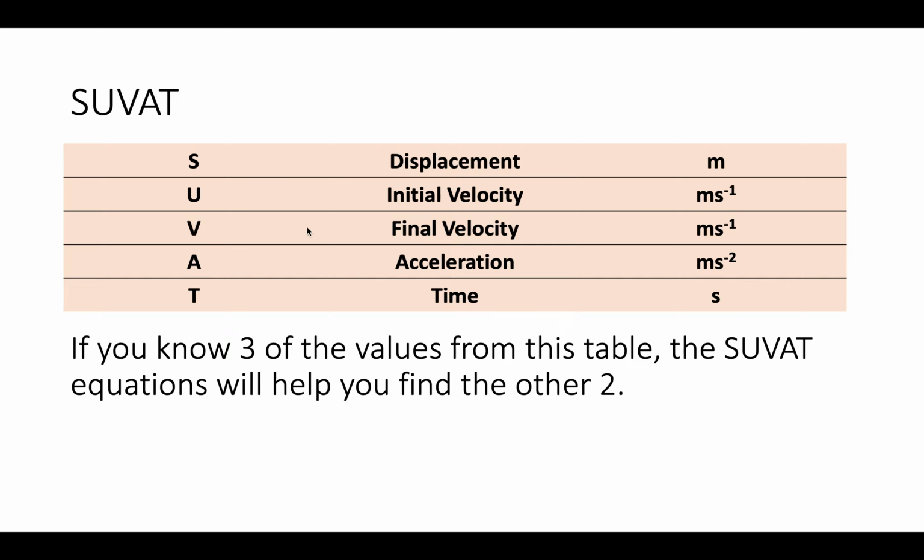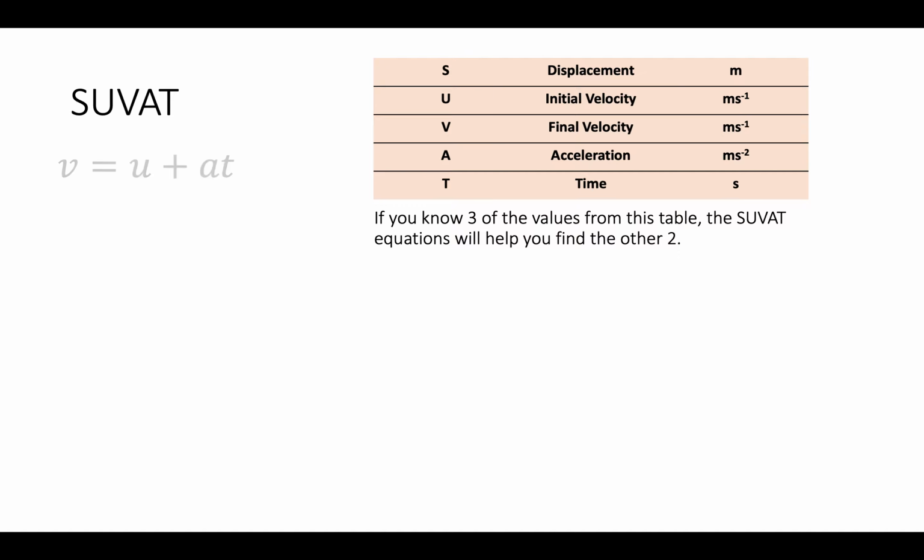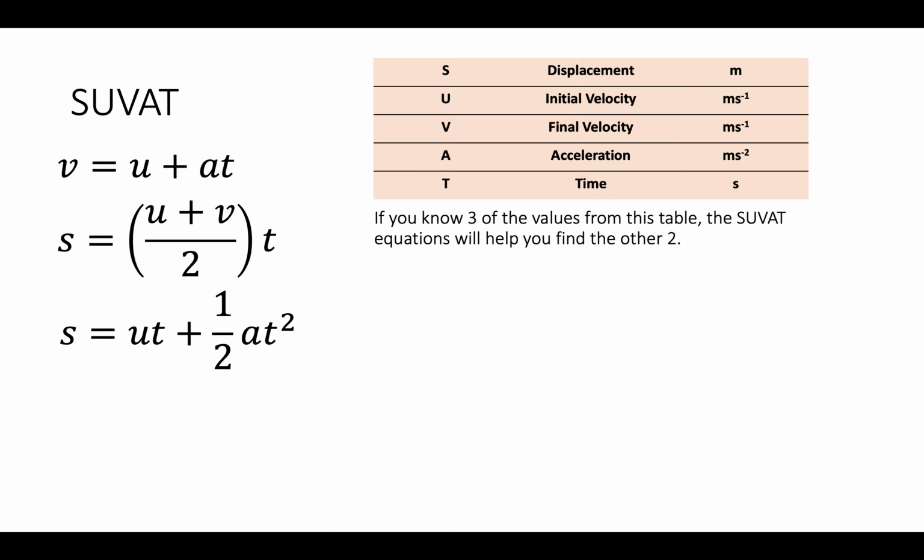Now, if you know 3 of the values from this table, you can use the SUVAT equations to work out the other 2. For example, if you knew S, u and v, you can work out acceleration and time using the equations. The equations are v equals u plus at, s equals u plus v over 2 times t, s equals ut plus half at squared, s equals vt minus half at squared, and v squared equals u squared plus 2as.